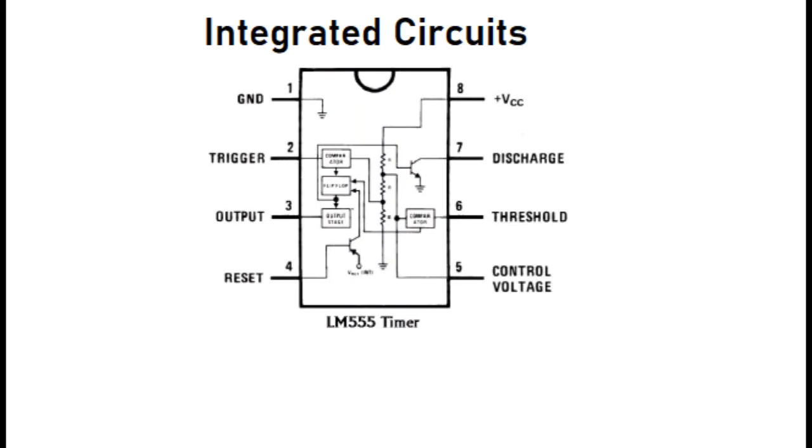MOSFETs can be found in the form of discrete transistors, or they can form part of an integrated circuit, which is a chip containing a set of circuits that will allow for specific functionality, such as an amplifier, an oscillator, or a microprocessor. The reason for MOSFETs being very popular in the fabrication of integrated circuits is because they are very compact and very easy to mass produce.